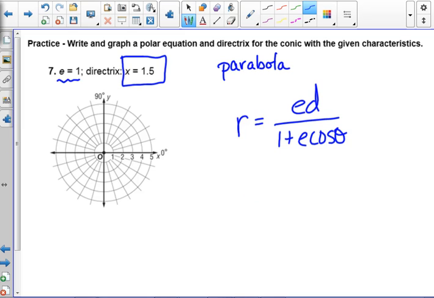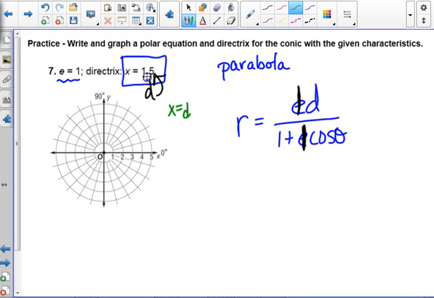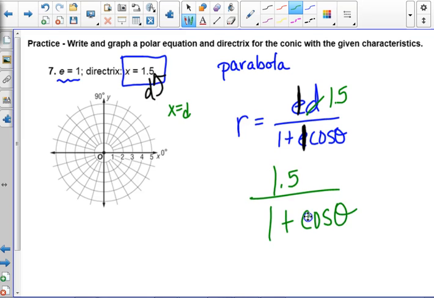What do we know? E is 1, so that's a 1 here and a 1 here. The bottom's done. And E times, oh, yeah, this is just D, right? The equation is x equals D. Yeah, we don't have to do any work. Just kidding. The equation is x equals D, so therefore D is 1.5. So we get 1 times 1.5 is 1.5 over 1 plus 1 cosine of theta.